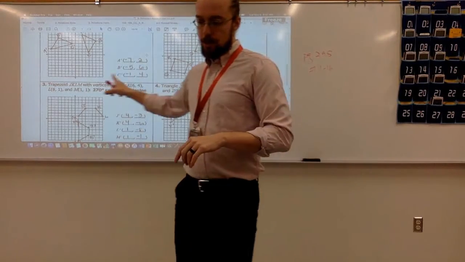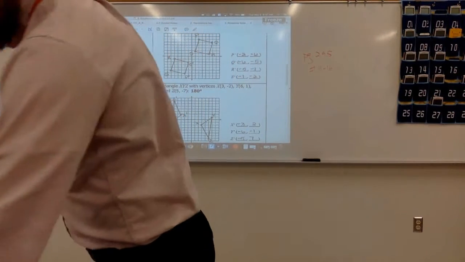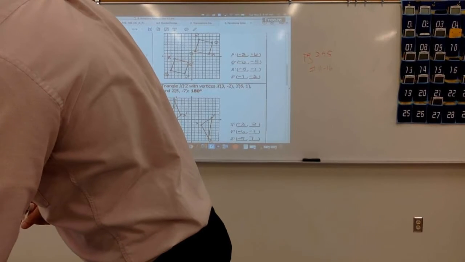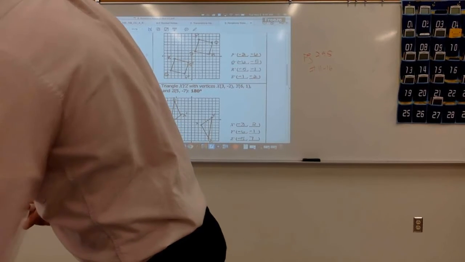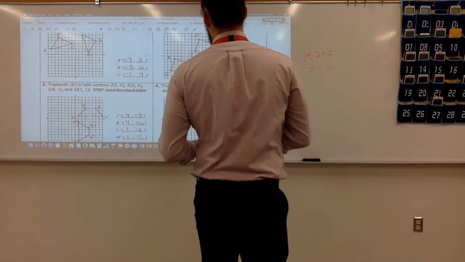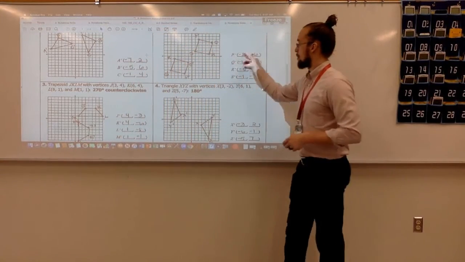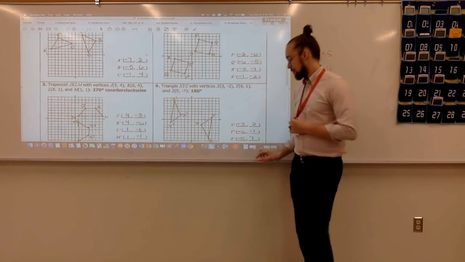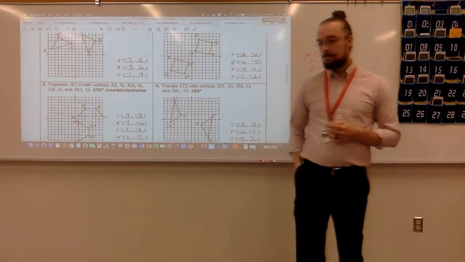Was this one the 180? Yeah, so for 180 we don't flip it, right? For 180, x just goes to the opposite, y just goes to the opposite. There's 2, 6, there will just be -2, -6.